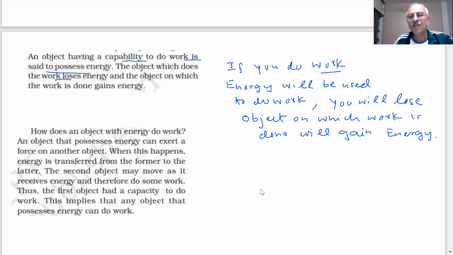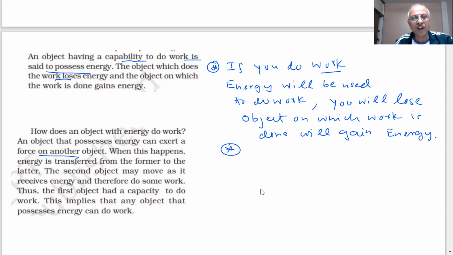And then, the object which will do work will lose energy. The object on which work is done will gain energy. Is it clear? Important. How does an object with energy do work? An object that possesses energy can exert a force on another object. So how will you do work? You will apply a force on the other object.